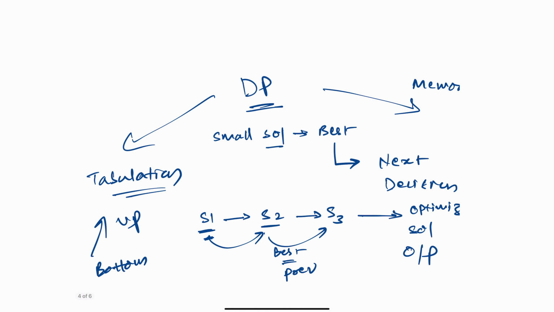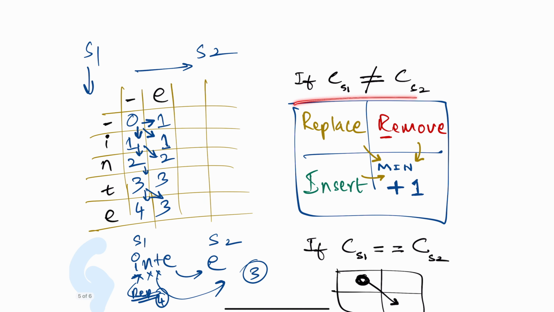So let me recap. What is that? We can perform 4 operations. If the character is not matching, then we have to do +1. That means we are going to replace. And this arrow mark represents a remove. This arrow mark represents insert. This arrow mark represents a replace.